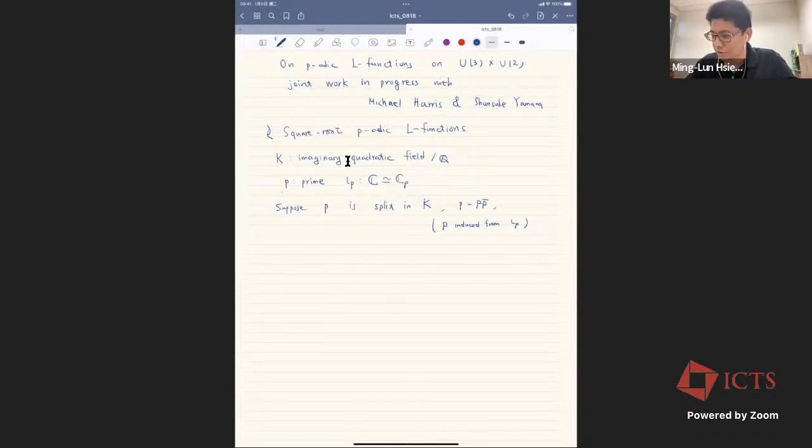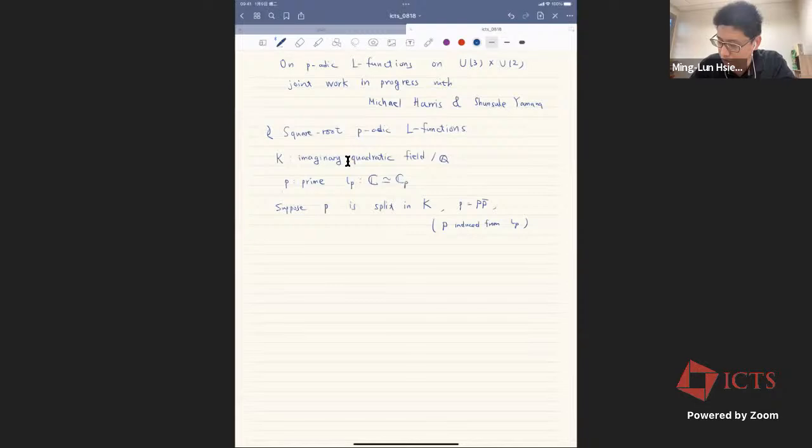K will be an imaginary quadratic field over Q, and I will fix a prime p and an isomorphism iota_p between C and the completion of the algebraic closure of Q_p, C_p. I will assume in this talk that p is always split in K, into frak p times frak p bar, where frak p is the prime induced from this isomorphism iota_p.